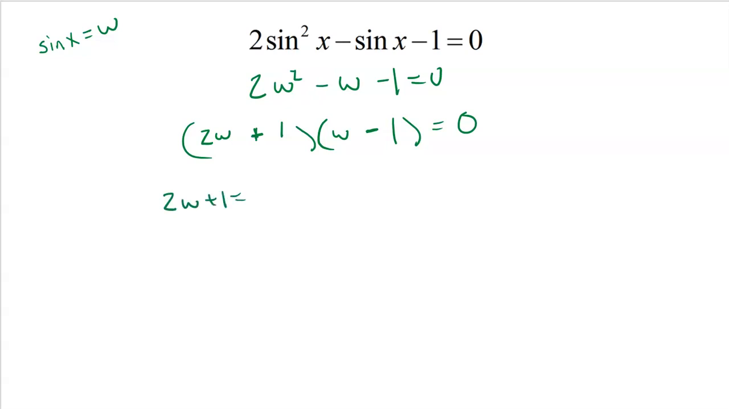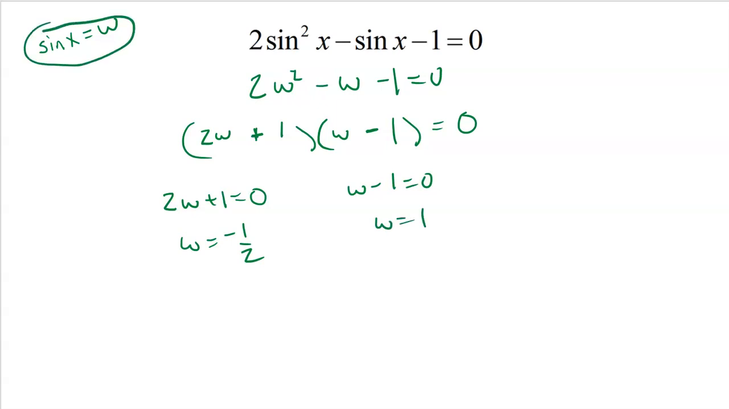2w plus 1 equals 0, or w minus 1 equals 0, using the awesome zero product property. And then again, pretty easy. Subtract the 1, divided by 2. W equals -1/2. Whoa, why the heck did I write a 3 there? Sorry. W equals -1/2. Or add the 1. W equals 1. Now at this point, don't stop.